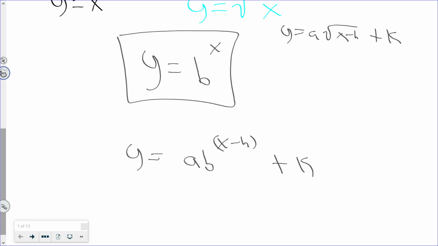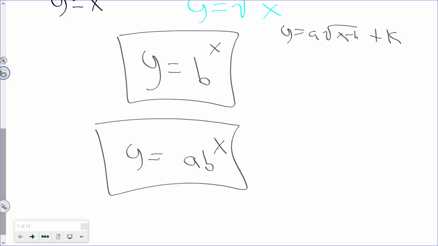Everything is very similar. Hopefully, you can see the similarities and the differences between these functions. K would be up and down, h would be left and right. We're not going to talk about these transformations until the last part. We always save the transformations to the end. It's not going to be anything new, just like every other time. But we'll leave the a here. So the general form, this is the parent function, y equals b to the x, but the general form is y equals a b to the x.